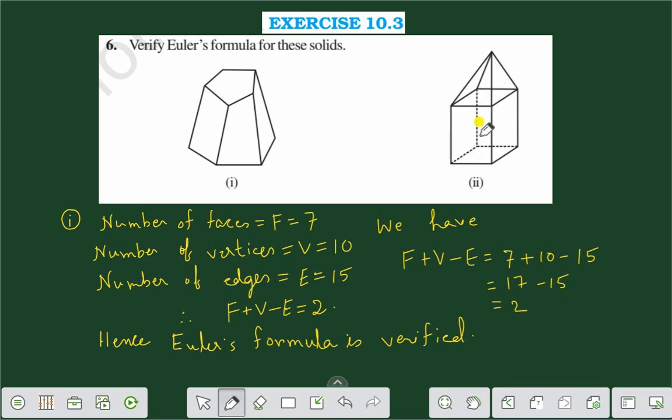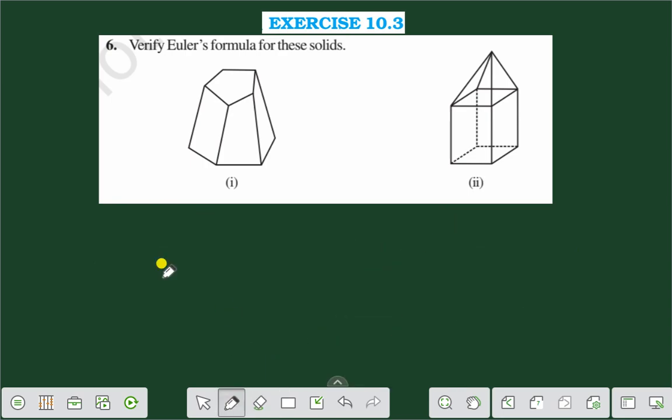Right? Now we will solve figure number 2. Here you see figure number 2, we are going to write the number of faces. Number of faces is equal to F. We are counting the number of faces. Here you see 1, 2, 3, 4, 5, 6, 7, 8, 9. Number of faces is 9.